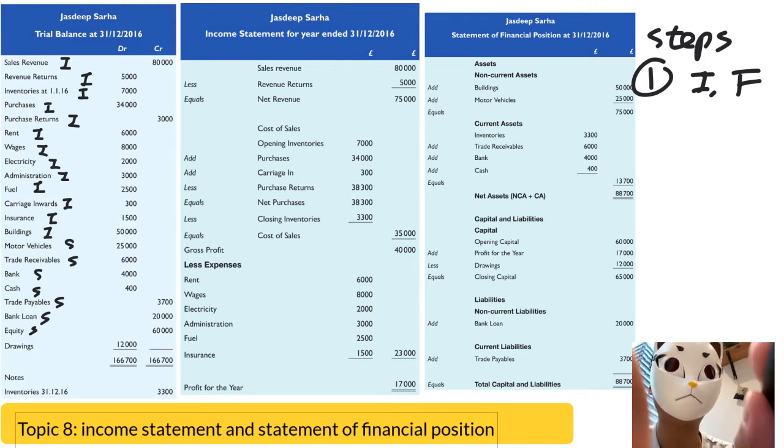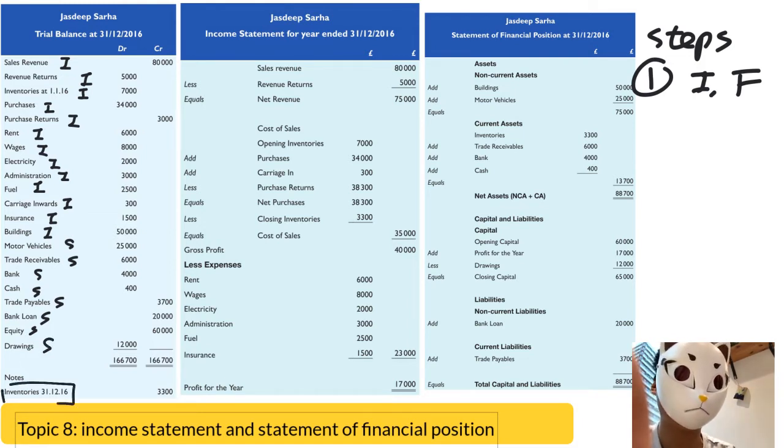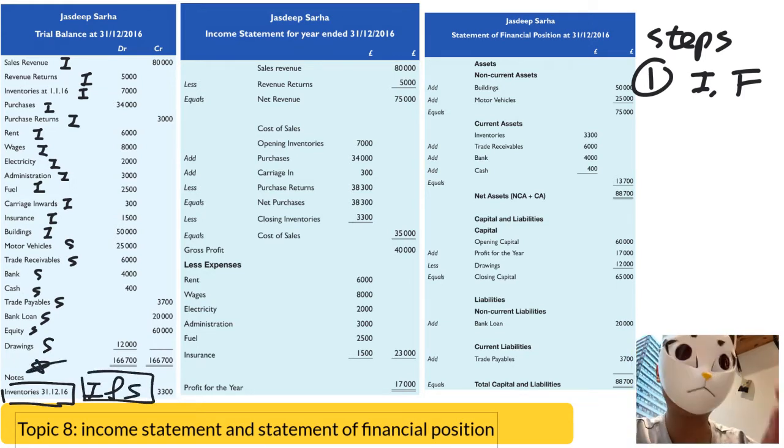So this one, closing inventory, both of them. So you have to put an asterisk here. Now the second step you have to do is about the income statement.